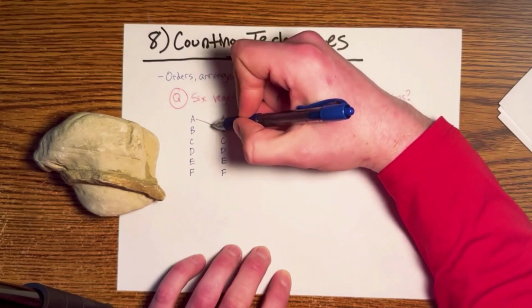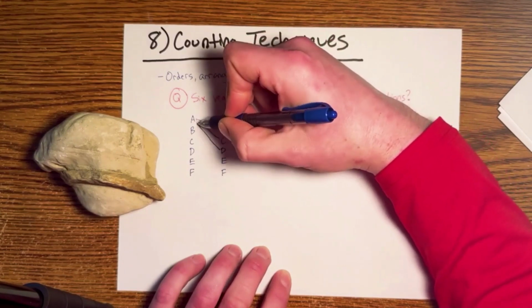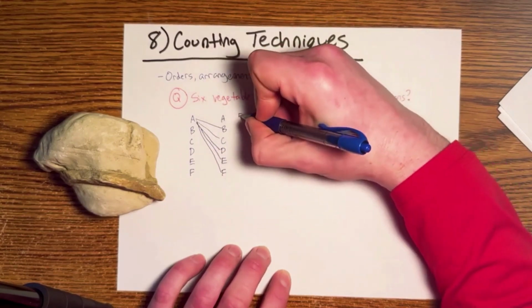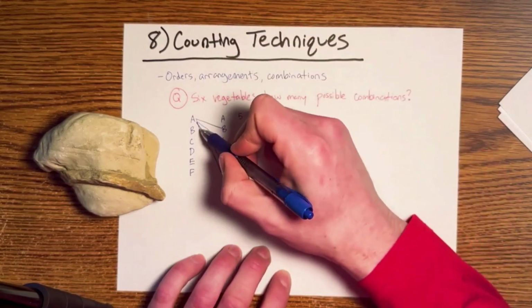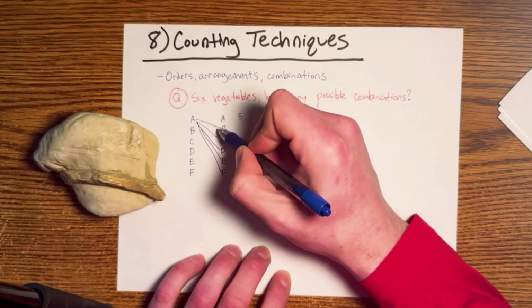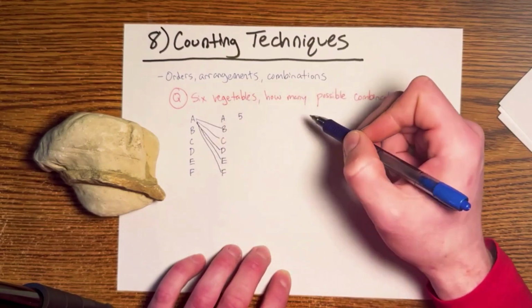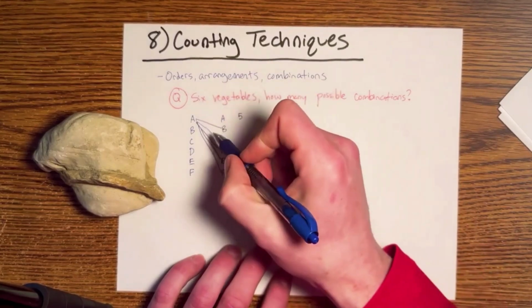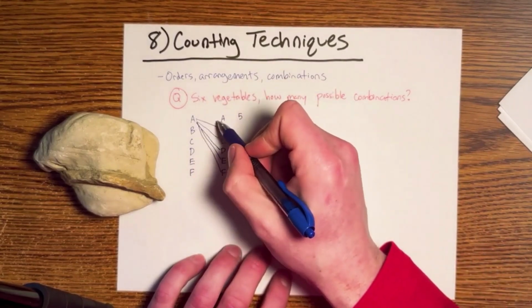So we'd have A with B, A with C, A with D, A with E, and A with F. So we have 5 combinations so far. Now B with A, we already have that here. The order of these vegetables don't matter when they're thrown into the omelet. Which one was thrown first, which one was thrown second. It's essentially the same thing. So we already have B and A.